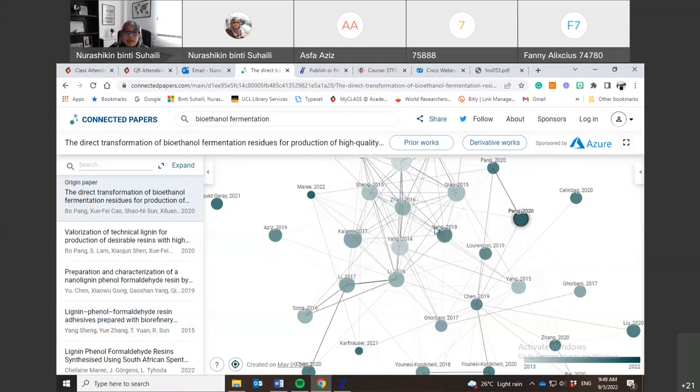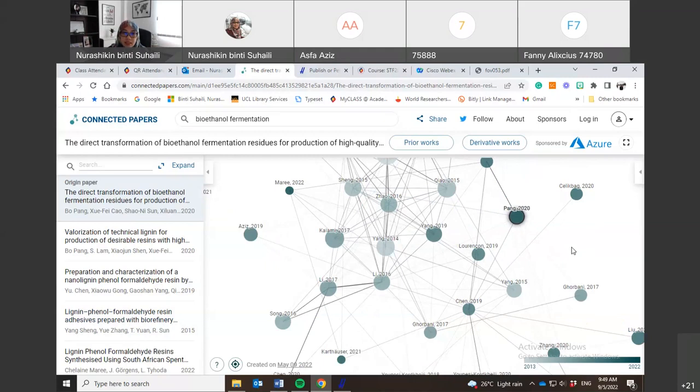The beauty of this app is that you can see the overview of, let's say, bioethanol fermentation: who are the people who have reported it, and the connection. That's what the name of the app, Connected Papers, is all about.